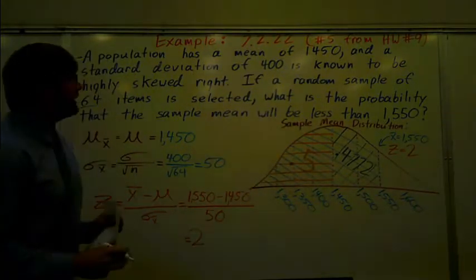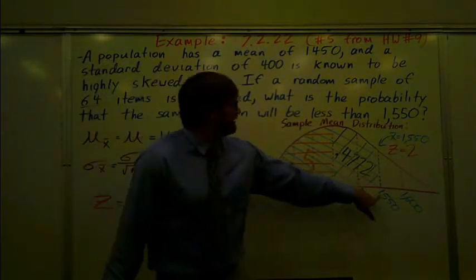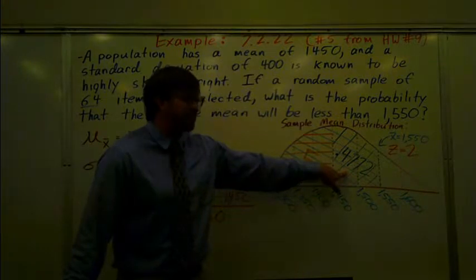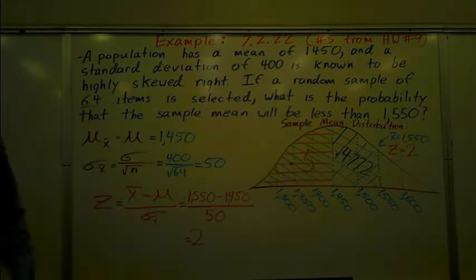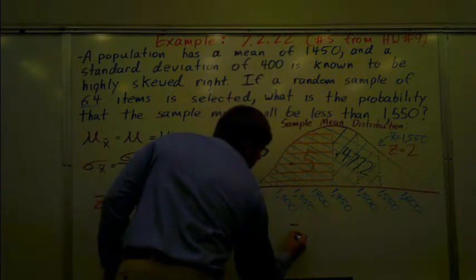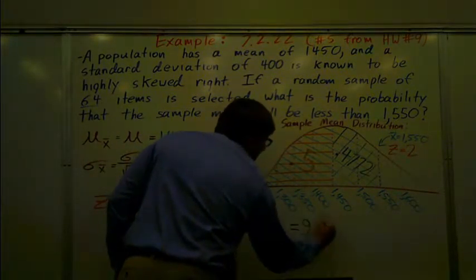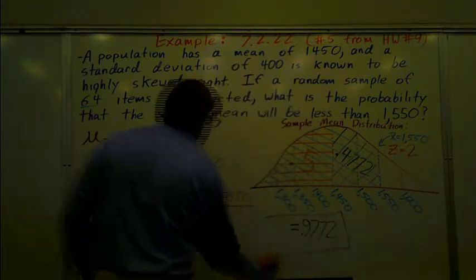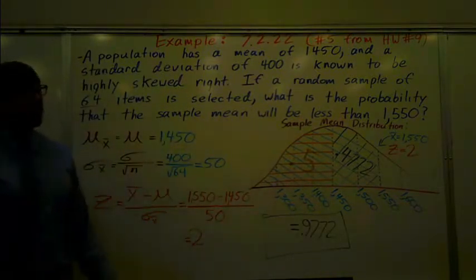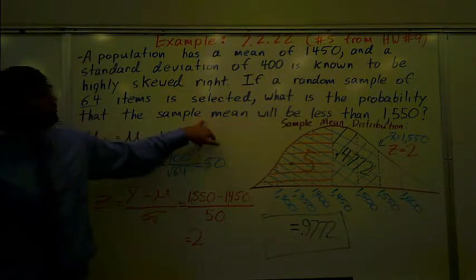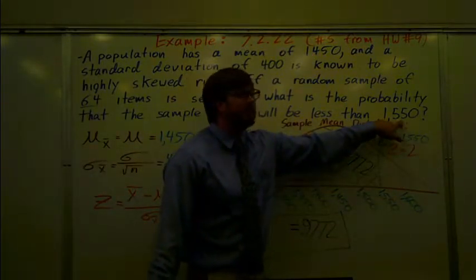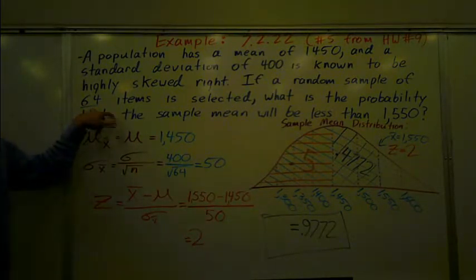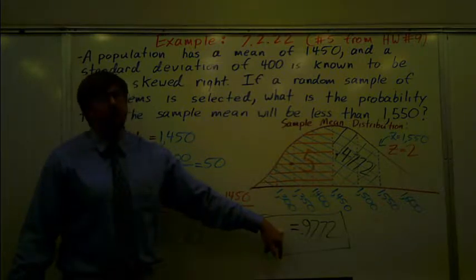So then finally, we can say that the probability of getting an x bar value of 1,550 or less is just going to be the sum of 0.4772 and 0.5, which is 0.9772. So we can say now the probability of getting a sample mean that will be less than 1,550 from this population, if a sample of 64 is taken, is 0.9772 or 97.72%.